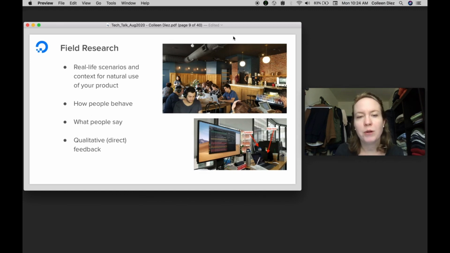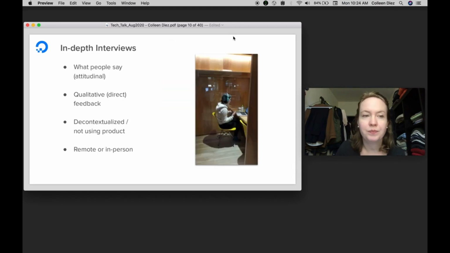These are just a couple of photos from some of our previous field research efforts at DigitalOcean. You can see we've gone out into the field to see where our customers are working, whether that's in an office at the bottom or working from a coffee shop up top. This gives you and your team, the designers and the product managers on your team, a really good sense that these are real people who are using your products.